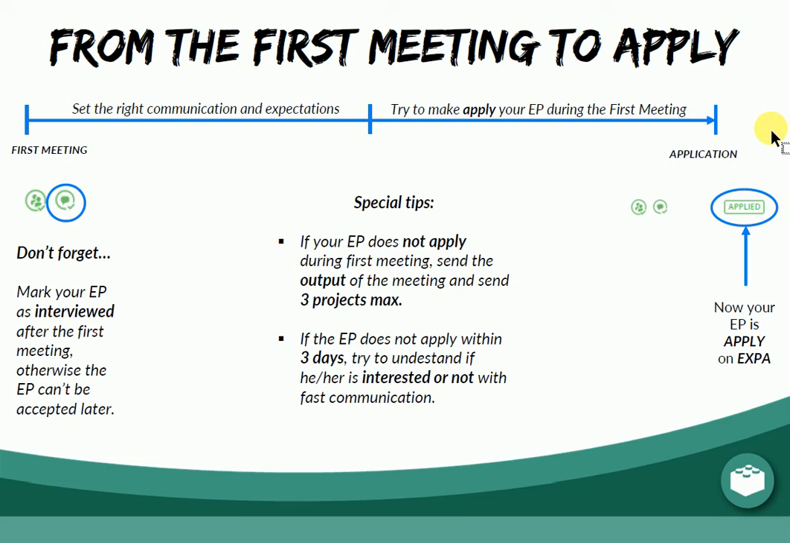If your EP doesn't apply during the meeting, as I told you, send an output in less than 1 day, with the free project, with the resume of the meeting. Then, if the EP doesn't apply in 3 days, try to understand with him why he is not applying. And if he's not applying, you can also send an email: okay, I'm going to be following your process, that is my information if you are interested, and my recommendation is to pass to the next EP.